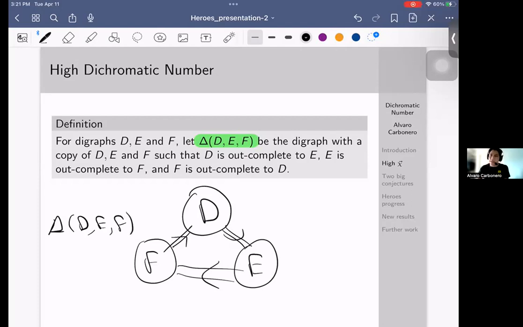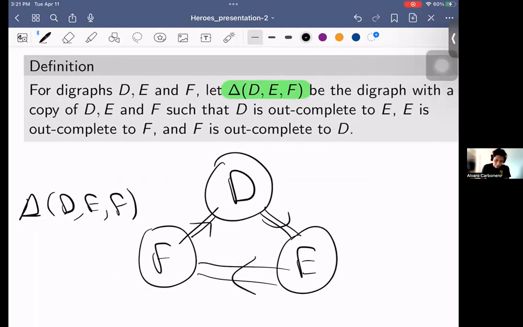And when one of these digraphs is a transitive tournament, which is an orientation of a clique with no cycles, so if, for example, this one is a transitive tournament on k vertices, we simply write k as opposed to TT_k, because it's just a way to simplify notation to not make it too crowded.